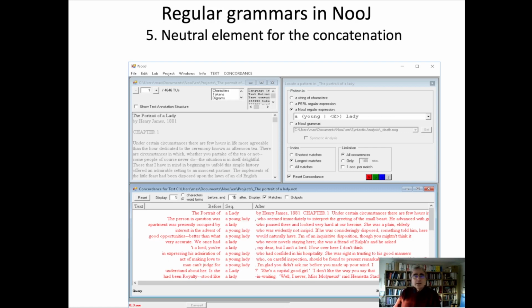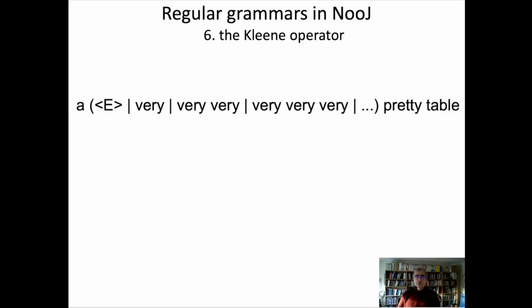Okay. Now the last operator we need in order to write regular grammars is the Kleene operator. So what is the Kleene operator doing? Well, let's say I want to be able to find the sequence a pretty table, but between a and pretty, I can have as many adverbs very as I want.